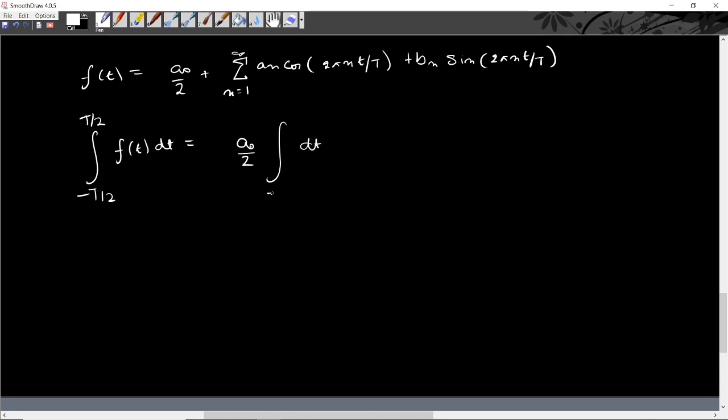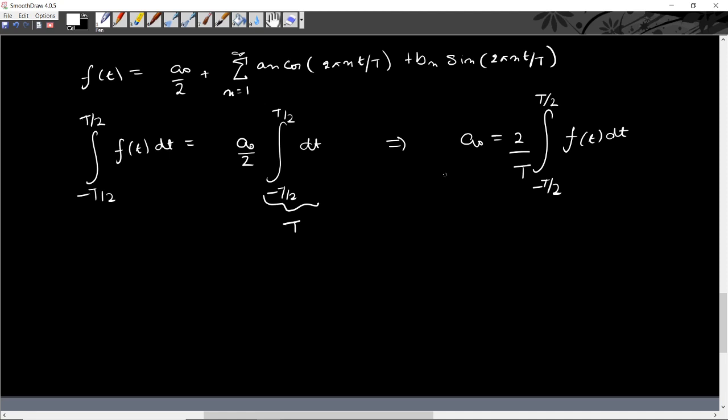on the right hand side, which is equal to T. So this means that a naught is given by 2 over the time period T and the integral over the interval minus T by 2 to capital T by 2 of f of t dt. So this is my coefficient a naught.